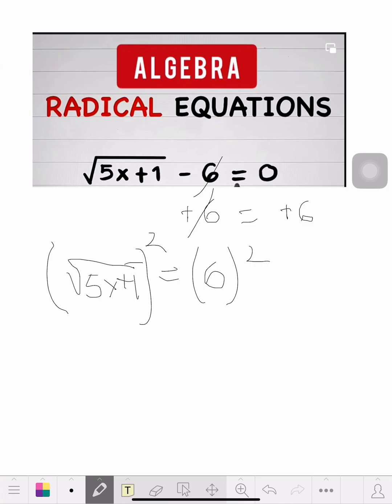What happens here, this crosses this out. So we come down with 5x plus 1 equals 6 squared. 6 times 6, 36. And that's it there. Now, let's get rid of the 1.